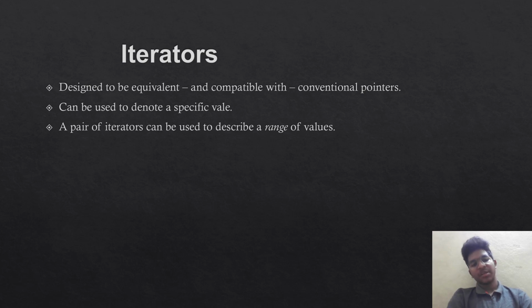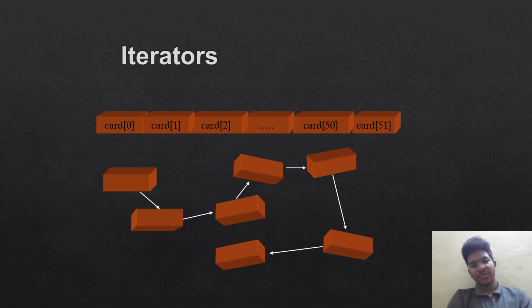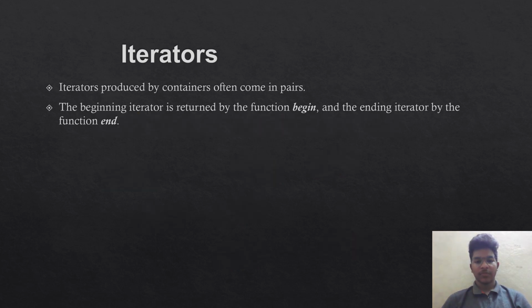Can be used to denote a specific value. A pair of iterators can be used to describe a range of values. And here you can see a small demonstration of the iterators. Iterators produced by the containers often come in pairs. The beginning iterator is written by the function begin and the ending iterator by the function end.